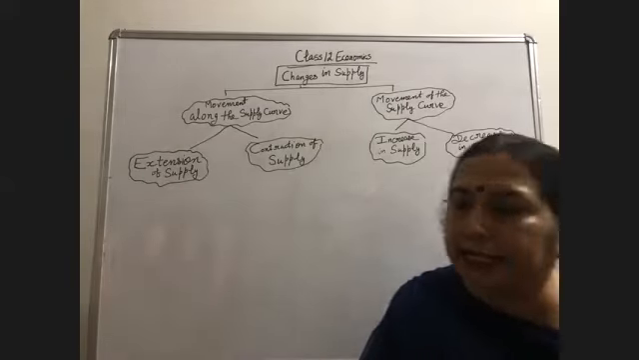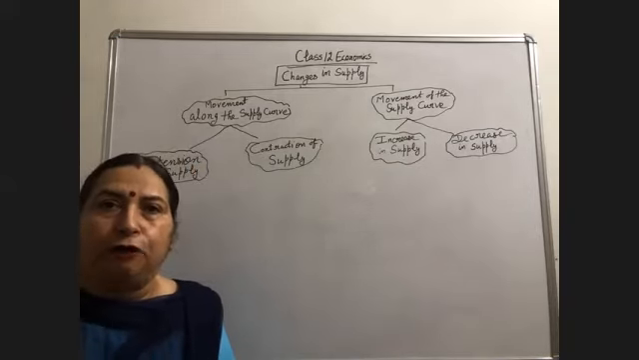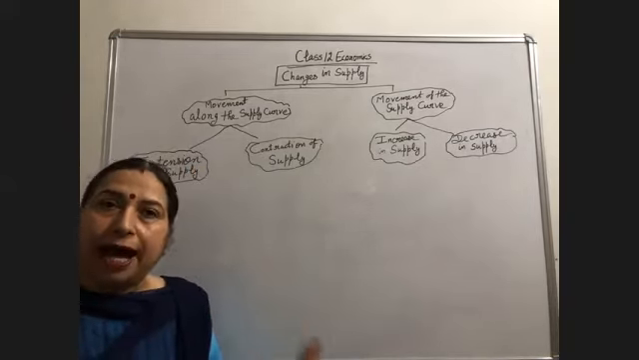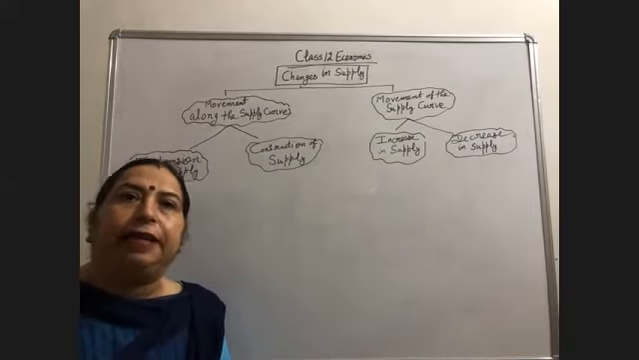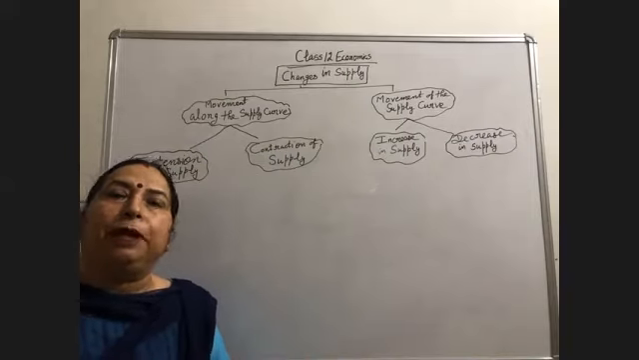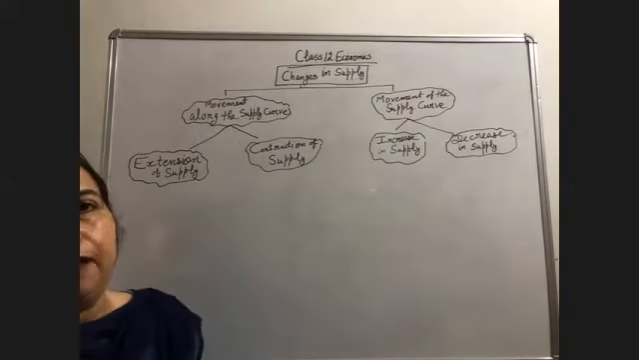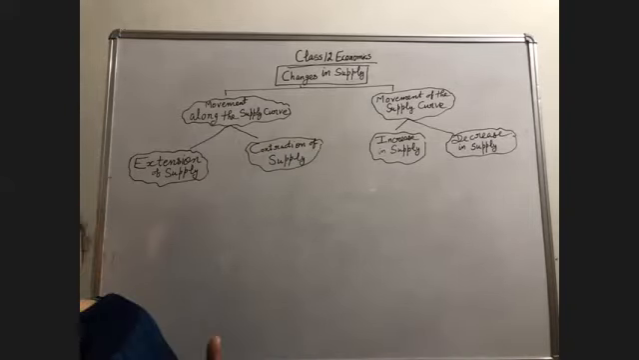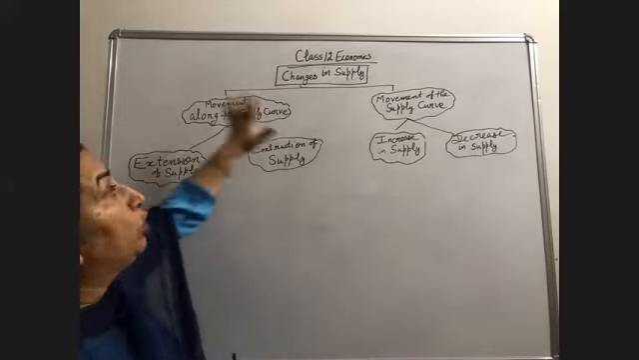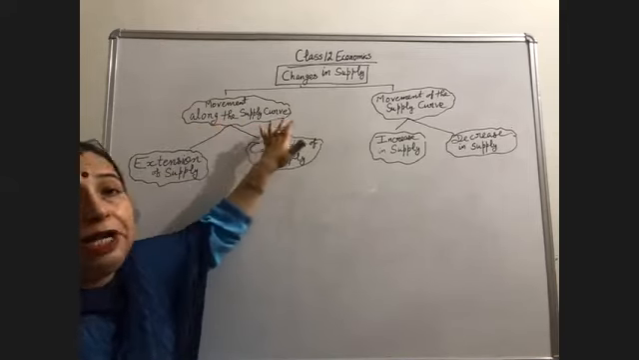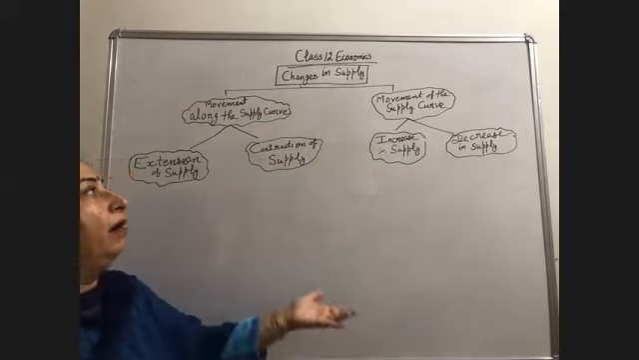What are these other things? I have already explained to you what those other things are. Number 1, the prices of related goods will remain same, technology will remain same, and government policy will remain same. These are a few things which I have told you. Now we are coming to change in supply. It is a very easy topic, as we have done in demand. What are the 2 changes? One is movement along the supply curve, and second is movement of the supply curve.